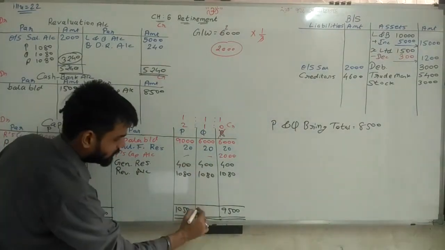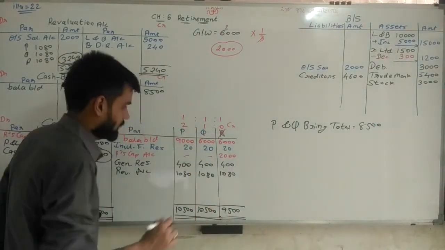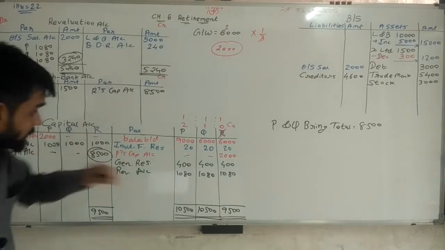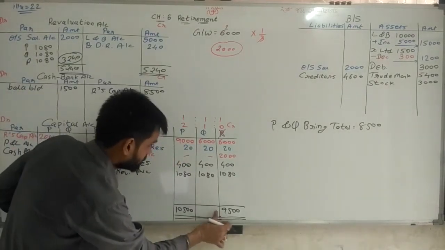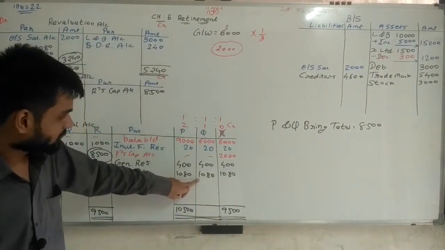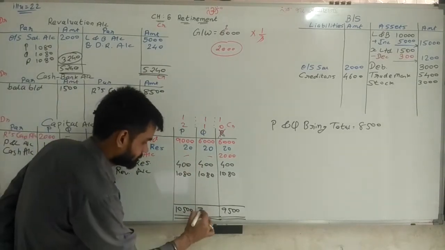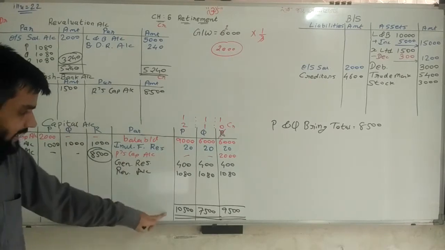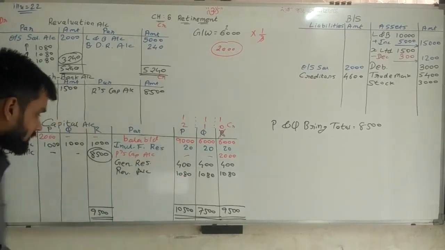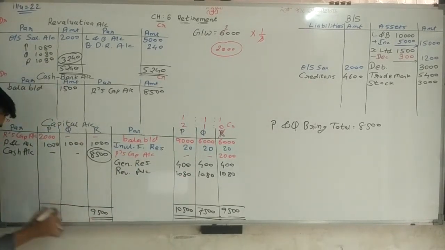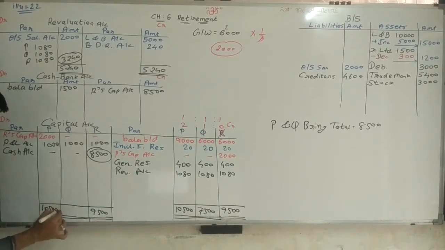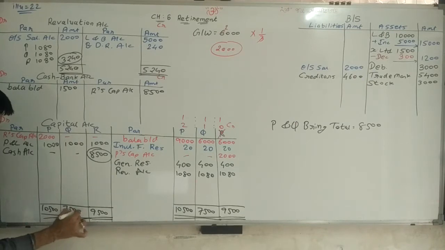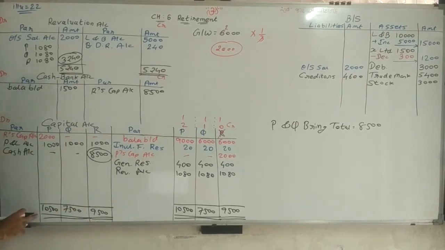Here also total 10,500, because same amounts are there. Sorry, here the amount is changed. 6,000, 7,000, 7,500. So P's capital total is 10,500. Q's capital 7,500. Here also we are writing 10,500, 7,500. From 10,500 we are deducting 2,000 and 1,000.